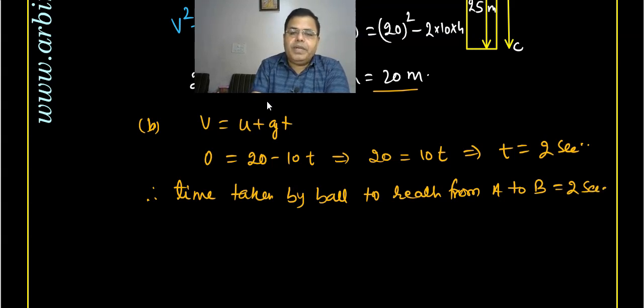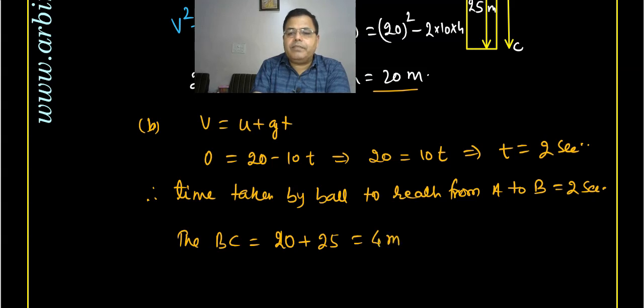Now time taken from B to C, the height from B to C is 20 meter plus 25 meter, that is 45 meter, right? Height is 45 meter, okay? So height is 45 meter, and the ball has to cover this distance.